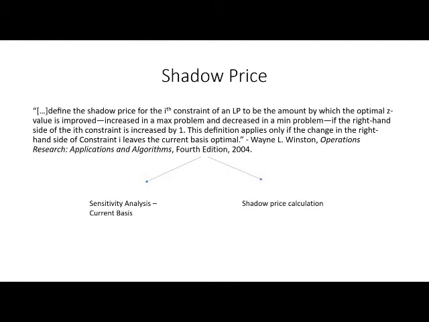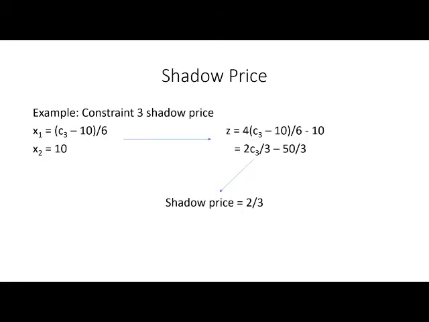First, we need to analyze the range in which the right-hand side of the constraint does not affect the current basis. If we refer to the last analyses that we did, for example the c3 analysis, the current basis did not change as long as c3 is not smaller than 90. Then we do the calculation on our shadow price.